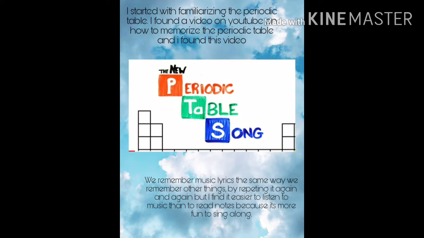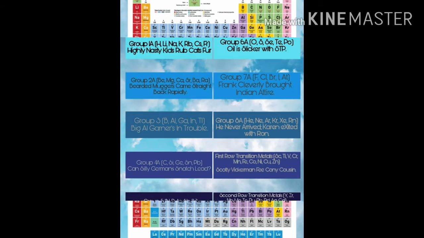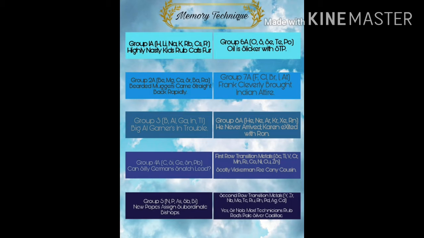I found a video on YouTube on how to memorize the periodic table, and I found this video. We remember music lyrics the same way we remember other things, by repeating it again and again. But I find it easier to listen to music than to read notes because it is more fun to sing along. I also realized that we could compose sentences using the atomic symbols of each element.